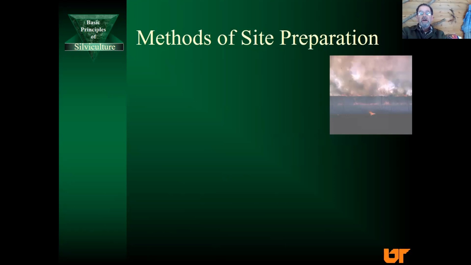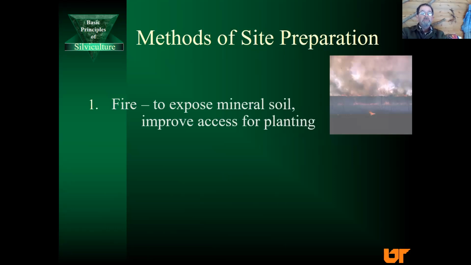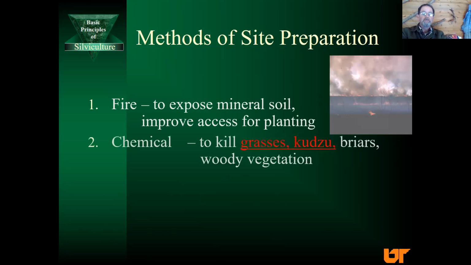So there's different methods of site preparation. Fire can sometimes be used to expose the mineral soil, particularly if you're relying on natural regeneration. You have some adjacent seed trees nearby that are a seed source. This is common more so with pine, but fire does improve access for planting too, so it makes it easier to plant. So that's a form of site preparation, as is chemical. This is probably the most common form of site preparation.